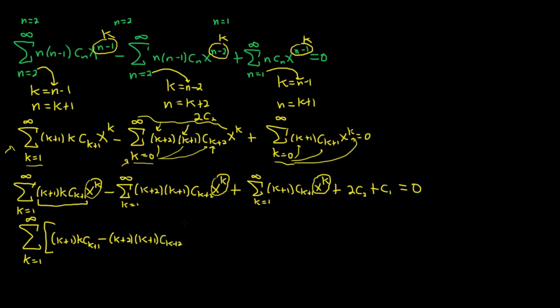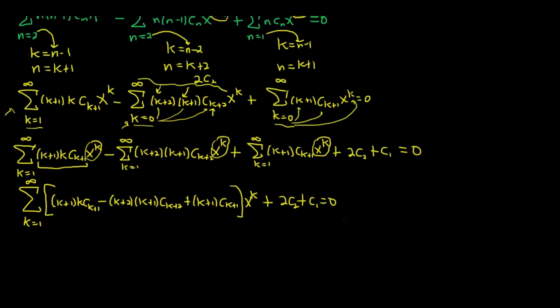It's already been 11 minutes in, plus k plus 1, and then c sub k plus 1. And then this is x to the k, and this is plus 2c2 plus c1, and this is equal to 0. All right, now what you do is you realize that this is equal to 0, so that means that this coefficient must be 0, and this must be 0.